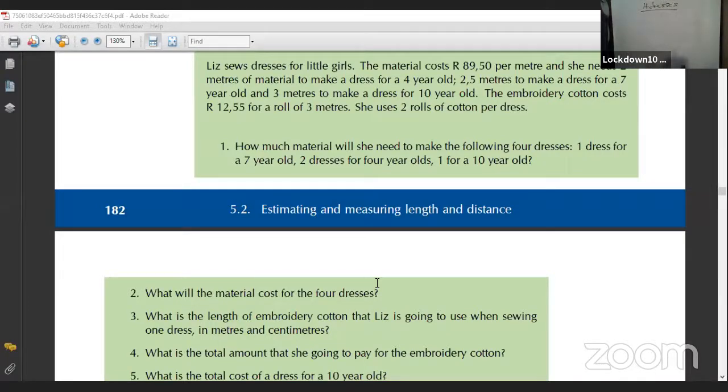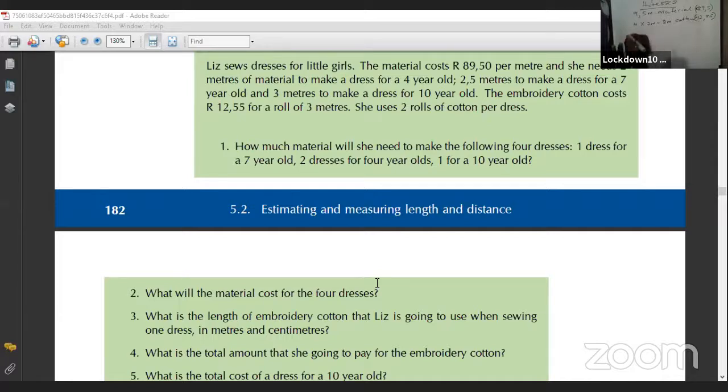Okay, and we have already figured out that the 4 dresses actually require 9.5 meters of material. This is the material to be used. And for the 4 dresses, the cotton to be used is 4 times 2. This is 2 meters. So we have 8 meters of cotton. The cost of cotton is 9.5. This is the cost of the material, and the cost of the cotton is given as 4.555. So this is the cost of the things that we have.